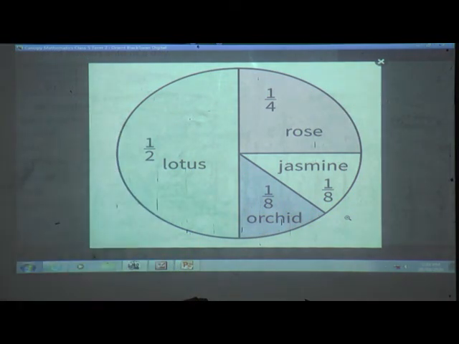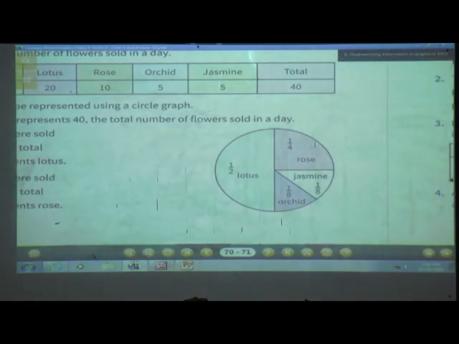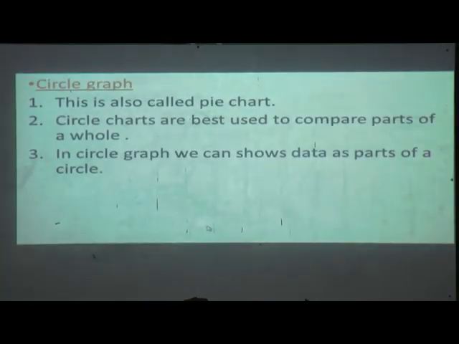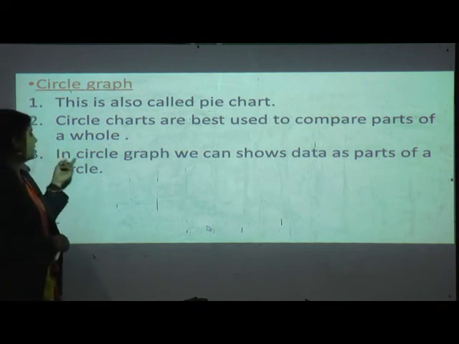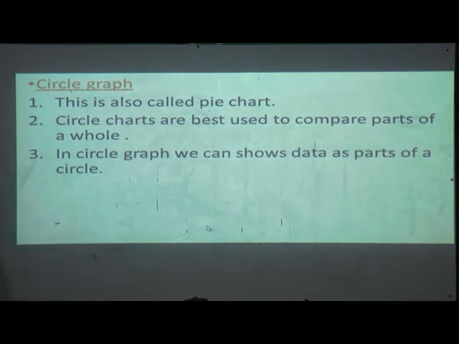Okay, now all of you understood circle graph. I will explain you. See, this is also called a pie chart. Circle graph is also called a pie graph or pie chart. Now circle charts are best used to compare parts of a whole. And third one, in a circle graph we can show data as parts of a circle. So we'll see the example.